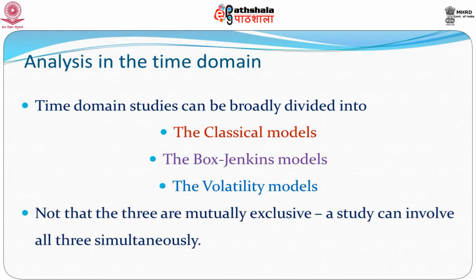Note that the three are not mutually exclusive; a study can involve all three simultaneously, particularly the volatility models with the classical or the Box-Jenkins model, because the volatility models are primarily the modeling of the variance, whereas the classical models and the Box-Jenkins models are modeling of the mean. So, you need to combine the volatility models with the classical or the Box-Jenkins models. But these are three distinct studies, and there have been very extensive studies in all three of these branches. So, we will look at these three branches separately.